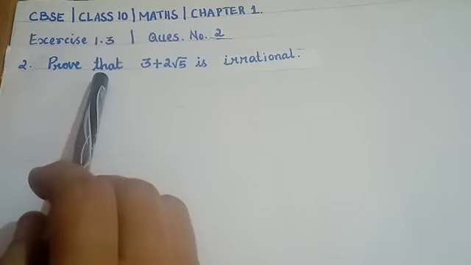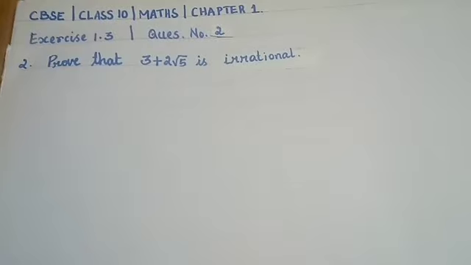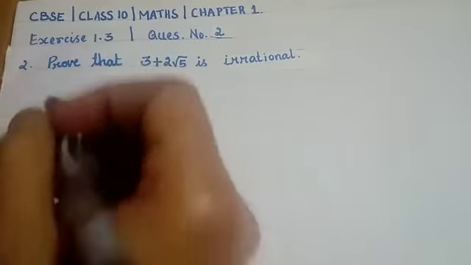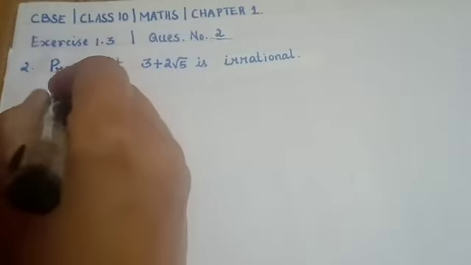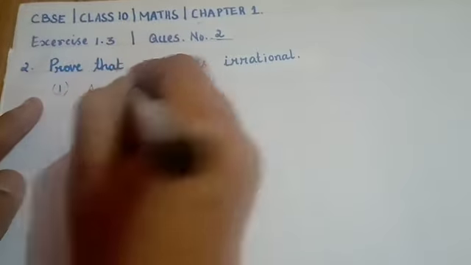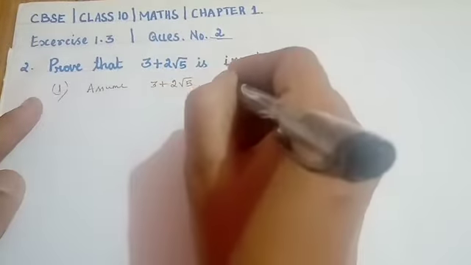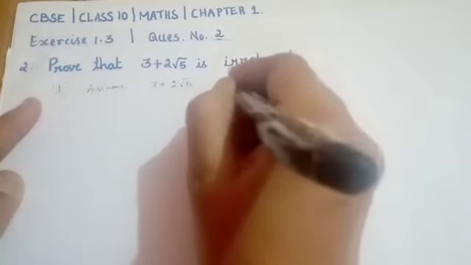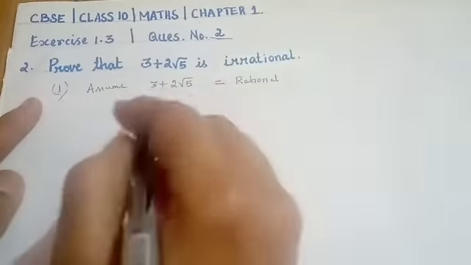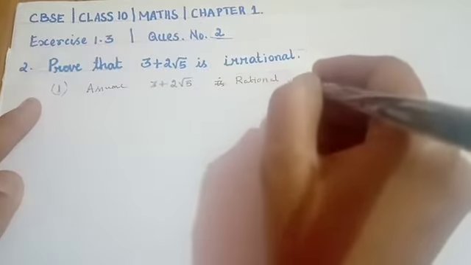Question is, prove that 3 plus 2 root 5 is irrational. To prove 3 plus 2 root 5 is irrational, you first assume, first point is assume 3 plus 2 root 5 is equal to a rational number.